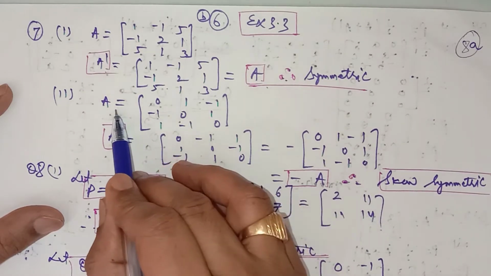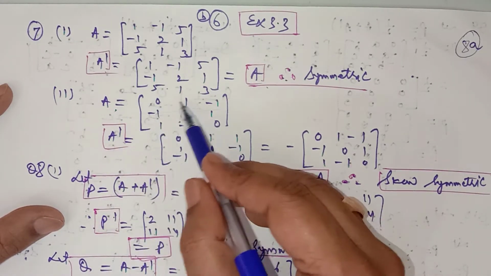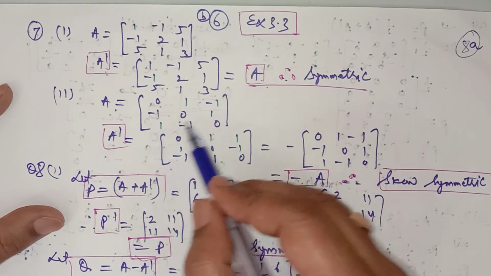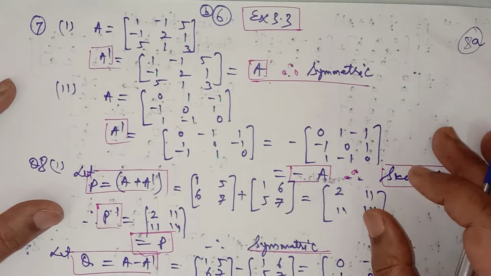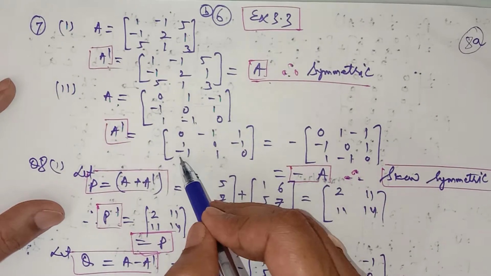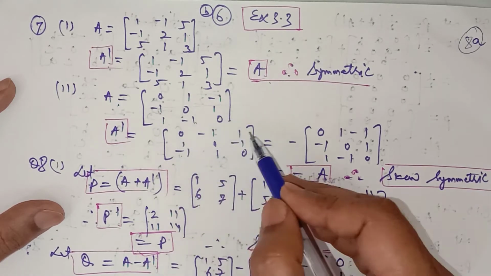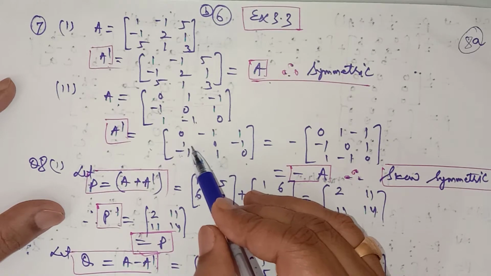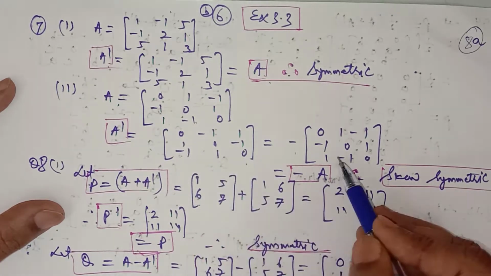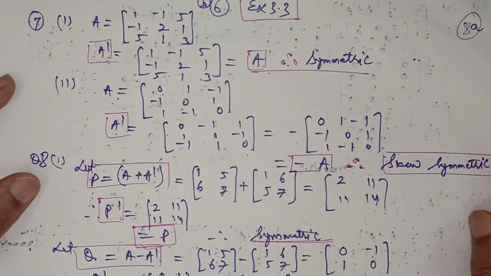Now you have to prove that this matrix is a skew symmetric matrix. The diagonal elements are 0, and these elements are of opposite sign, these elements are of opposite sign, these elements are of opposite sign. So naturally it will be a skew symmetric matrix, but you have to prove it. Find the transpose of this matrix: 0 1 minus 1, 1 0 1, minus 1 1 0. Take minus common in it: 0 1 minus 1, minus 1 0 1, 1 minus 1 0, which is the matrix A. This is minus A, which is a skew symmetric matrix.